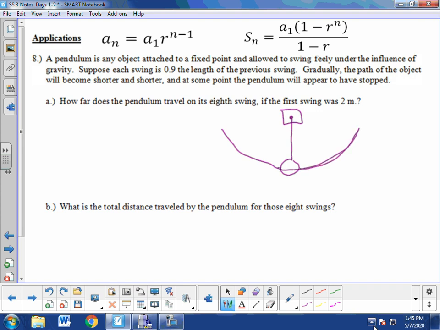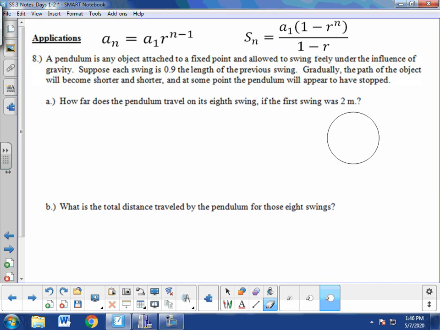And then it will go back through and it will keep going back and forth, eventually reducing the distance that it travels in this arc pattern. Okay, we could go back to geometry and talk about arc length, but we're not gonna do that here. It gives us the arc length. We don't have to find it.